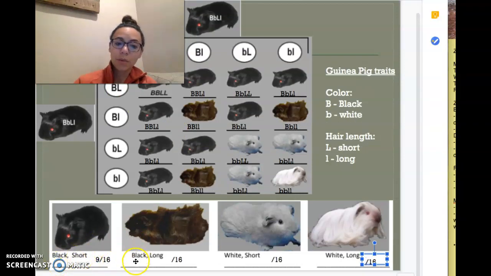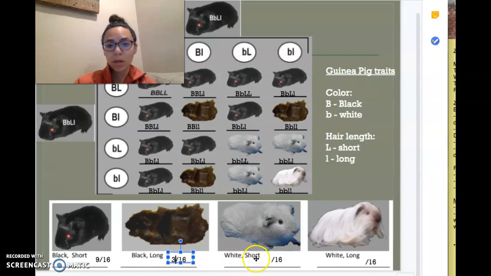Now let's look for how many will be black with long hair. And remember, to have long hair is the recessive trait, so there needs to be two small l's and one capital B for black. So we've got 1, 2, 3 of those. So we'll write 3 out of 16.